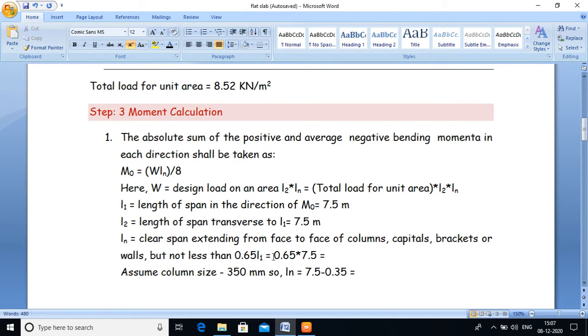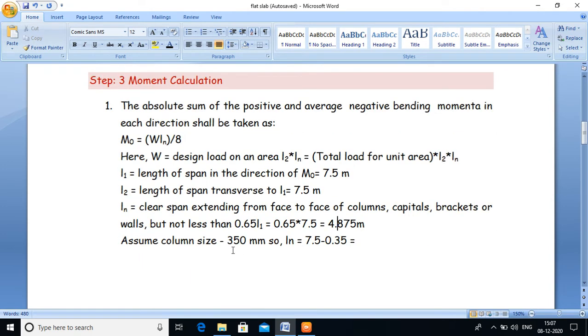So now here we have two choices. First of all we find this value, 0.65 times L1. So 0.65 into 7.5 will give us 4.4875. So this is the minimum requirement of Ln. But if we get the clear span after subtracting, and it is greater than that, then we can take that greater value. So this is the minimum value. If we get another value which is greater than this, we will take the greater value.